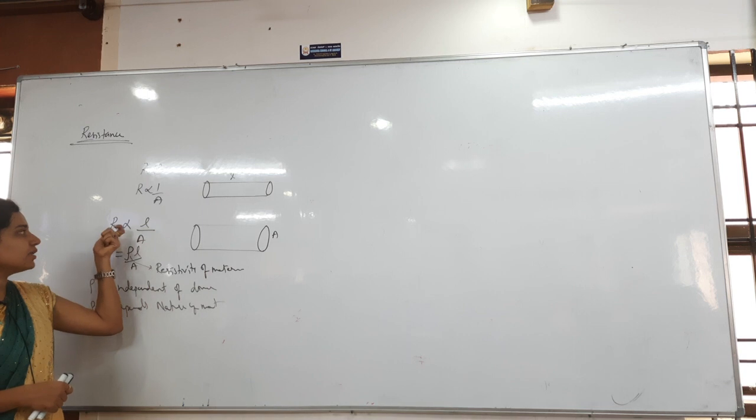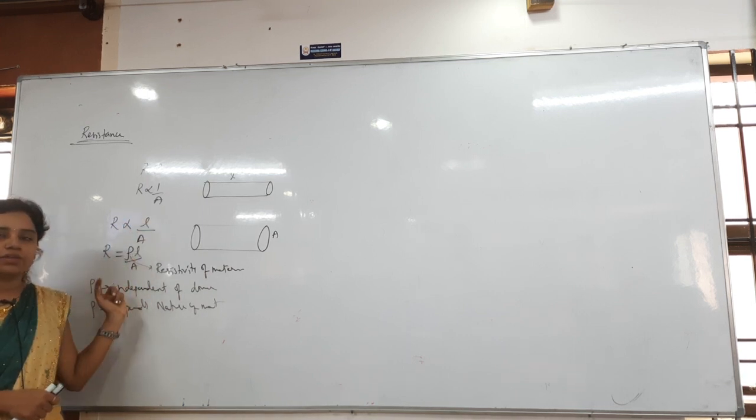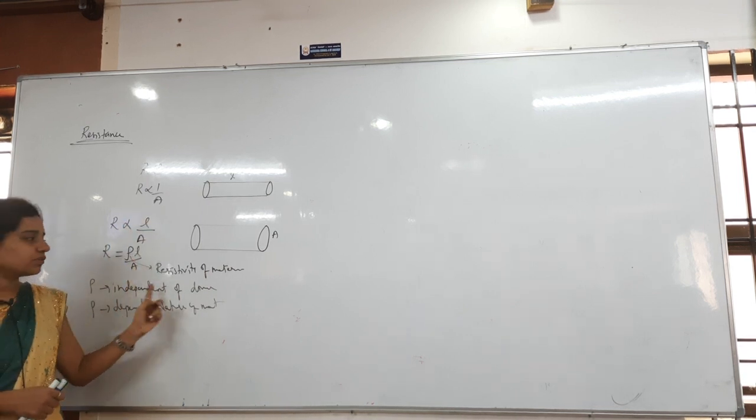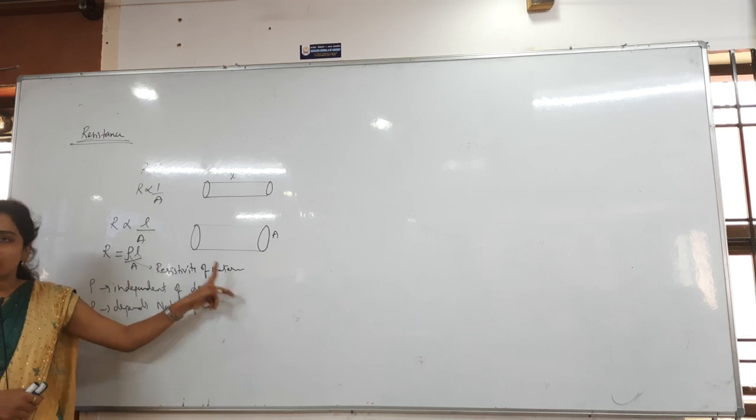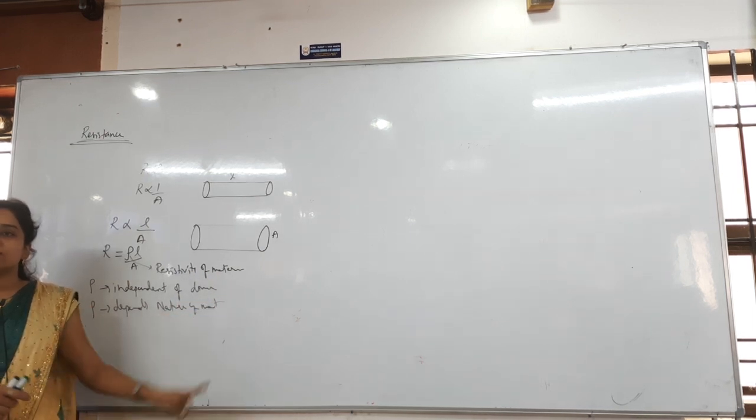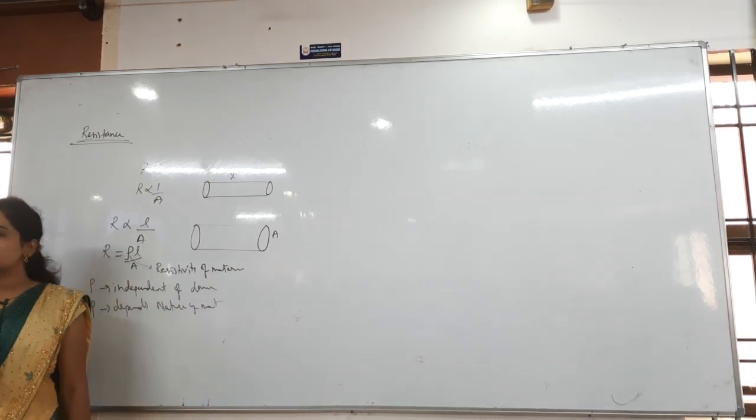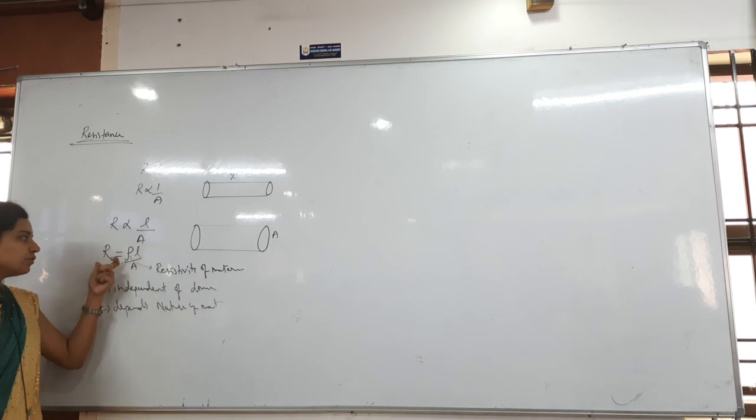Together it becomes R is directly proportional to L by A. The constant here is rho, known as the resistivity of the material, and the resistivity of the material does not depend on the dimensions of the wire. It depends only on the nature of the material. Clear? Now what are the units of resistance?